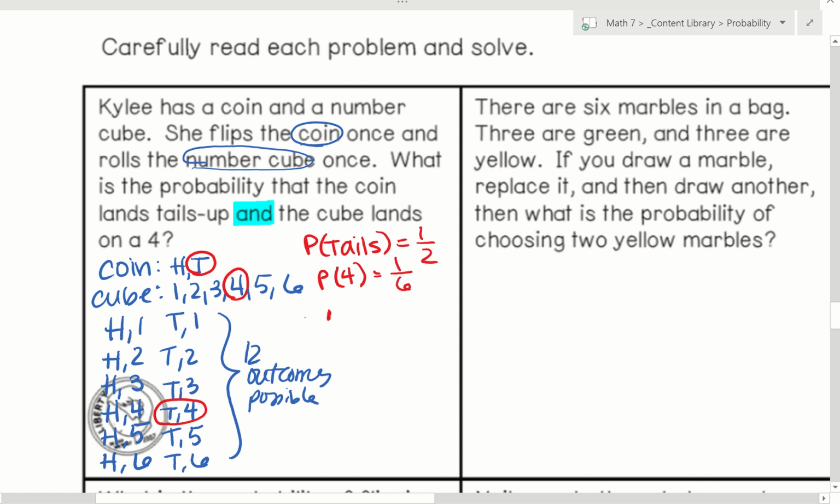So we have that 1/2 times the 1/6. And that'll get us that 1/12. So be very careful and make sure you read and highlight, okay? It's definitely going to show up on the state test. So let's go on to the next problem.